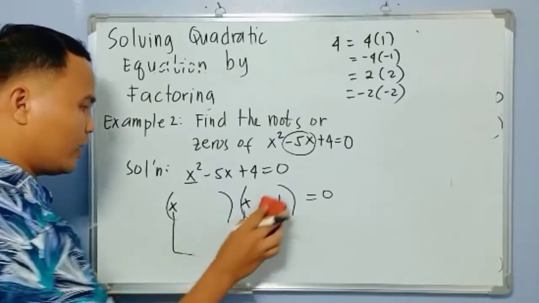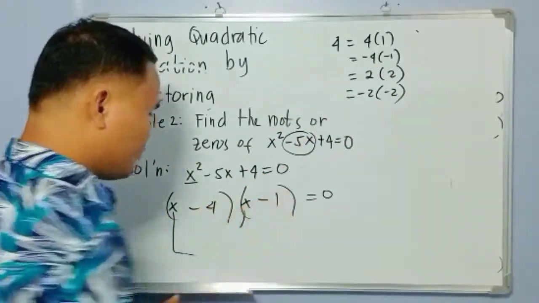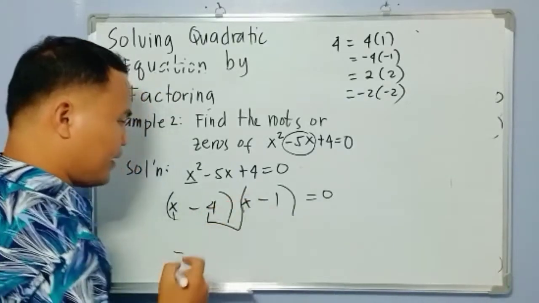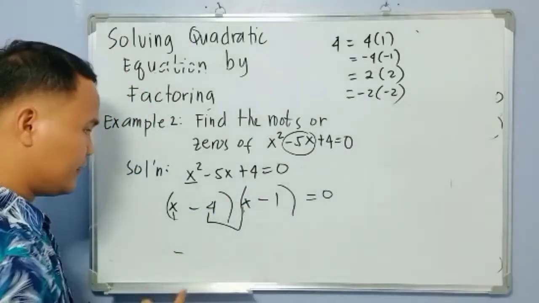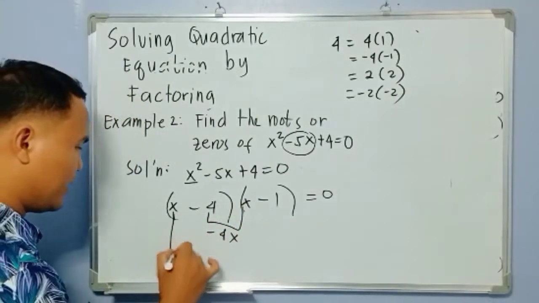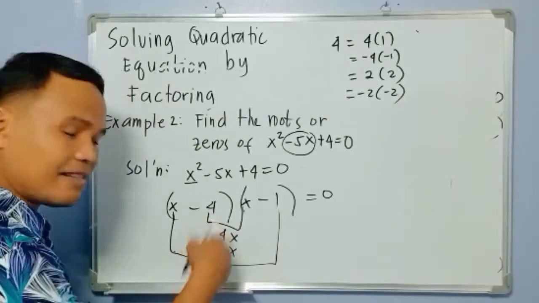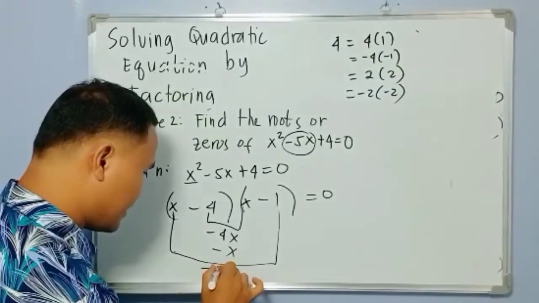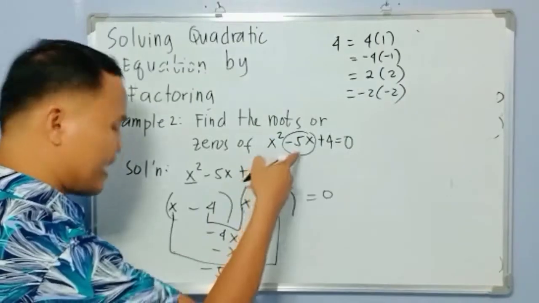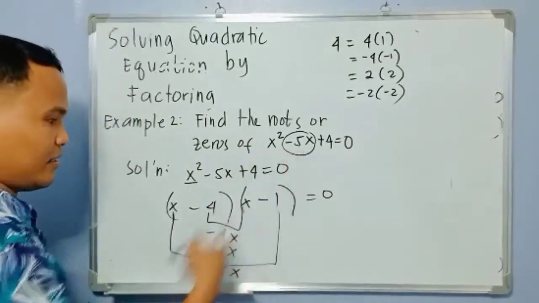What if negative 4 and negative 1? Let us check. Okay, negative 4 times x is negative 4x. Multiply the outer term, x times negative 1, negative x. Get the sum, that is negative 5x. Are they equal to the linear term? Yes, this is equal to the linear term, negative 5x.